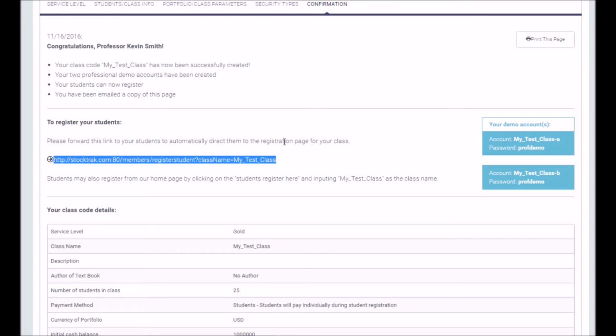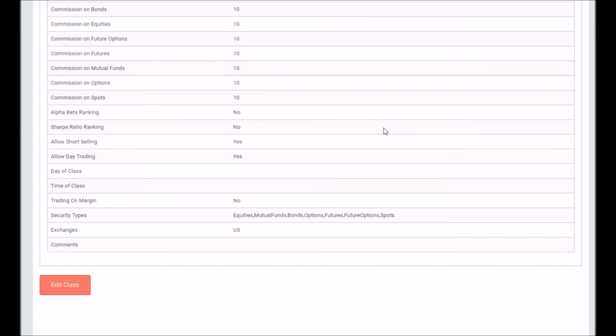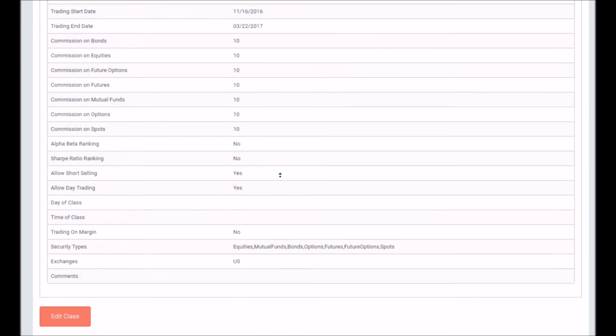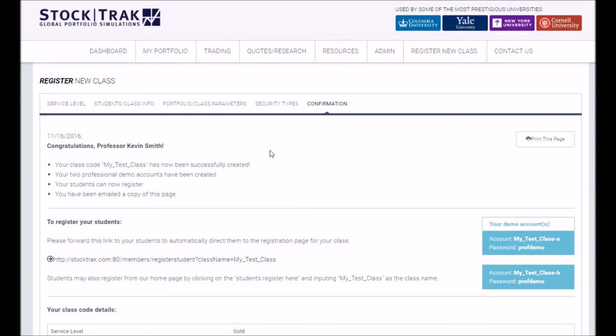Clicking this link will take them to the registration page for your class, where they can create their login, as well as 2 demo accounts. These demo accounts act like students for your class, so you can use these to set up benchmarks for your students. You can choose to use or to ignore these accounts. And from here, your class is fully set up and your students are ready to log in and trade.